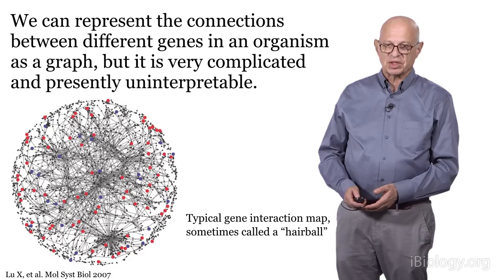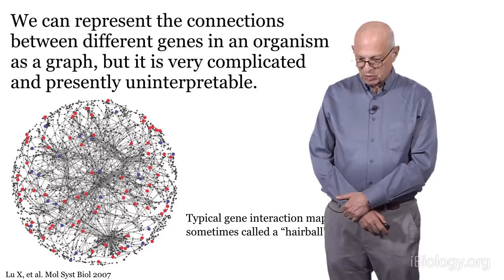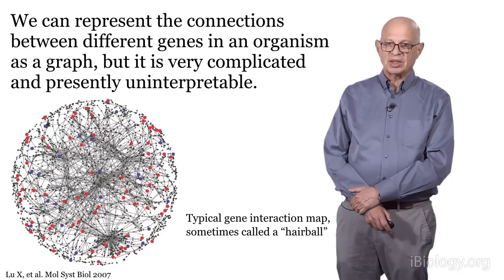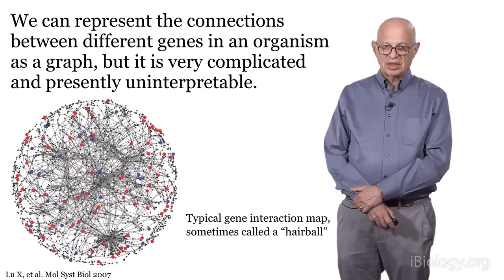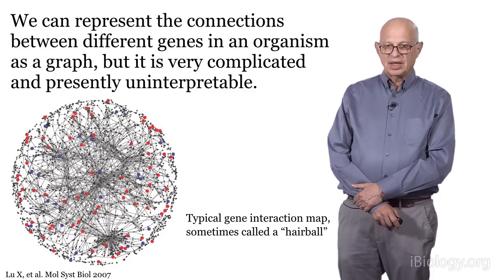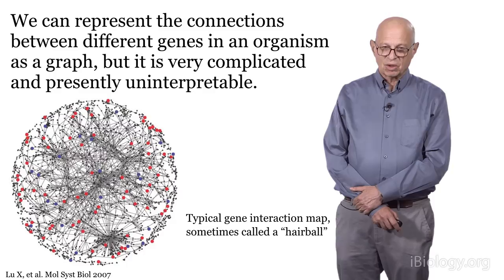Okay, so we're very proud of all the molecular data that we've accumulated over the years, and we can represent the connections between different genes in an organism as a graph. That is, what activates what, and when it activates what. But it's a very complicated and presently uninterpretable graph. And it's only a sort of binary graph. I mean, it doesn't tell you the strength of the interactions. It doesn't tell you the timing of the interactions. There are a lot of things it doesn't tell you. And this typical genetic interaction map is sometimes called a hairball because it's so uninformative. So how are we going to get beyond this?